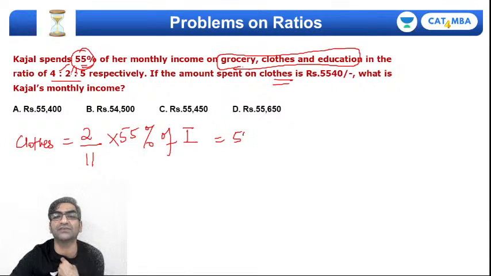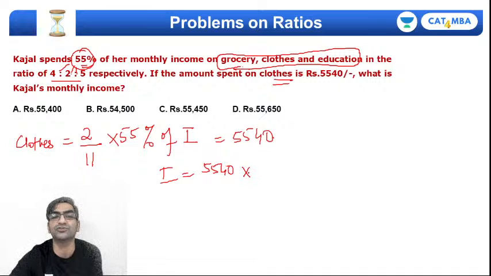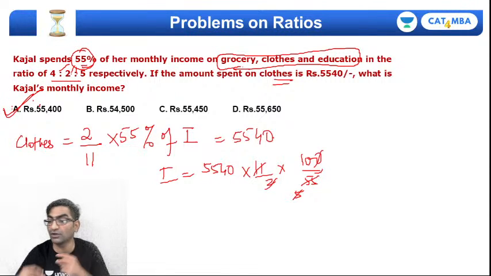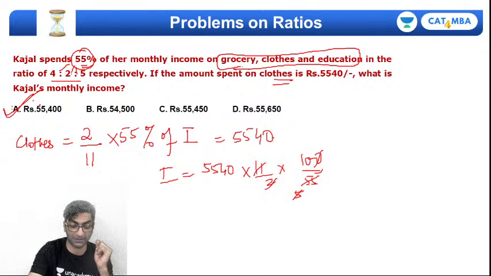But this is given to me as 5540, which means the income will become 5540 into 11 by 2 into 100 upon 55. Right? So 11 5s are 55, 5 into 2 is 10, that takes a 0 away. Total income must be 55,400. That's option A again. You can see, just the fact that we use parts of a whole got this question done in a jiffy. And that's something that you guys should apply when you're dealing with ratio problems.